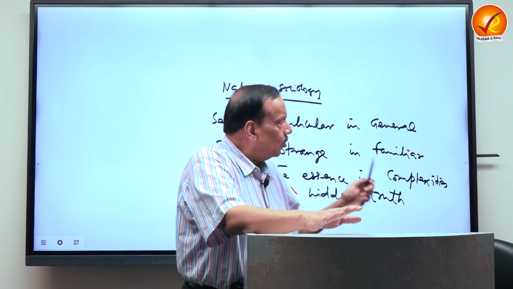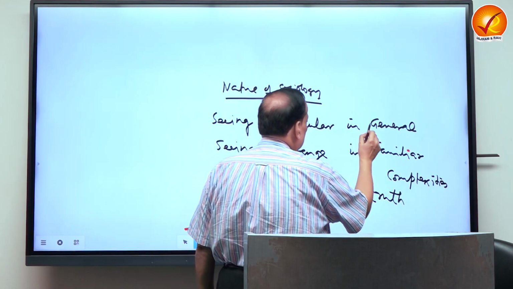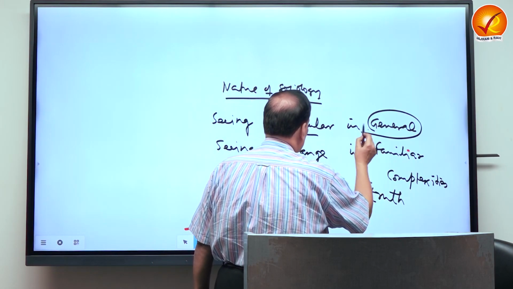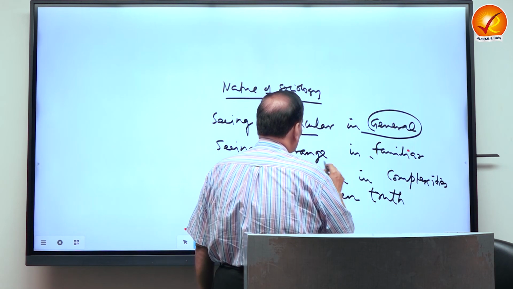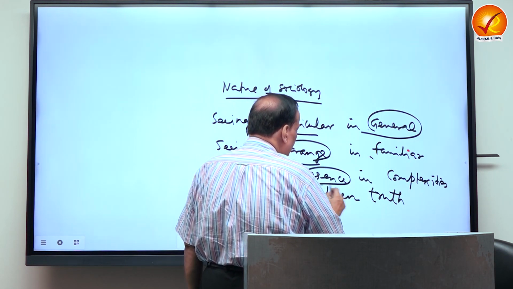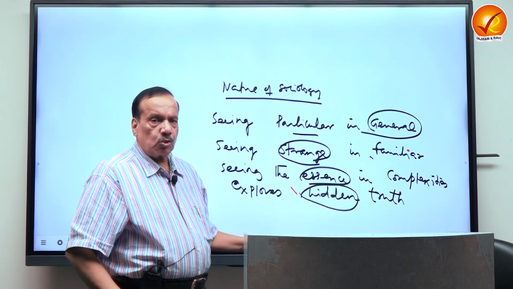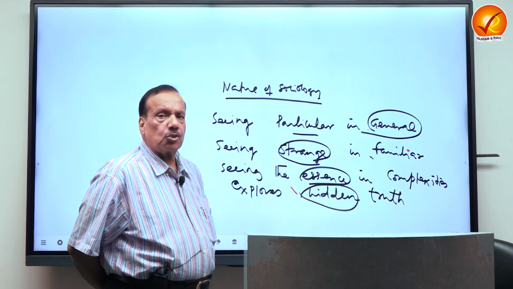So, therefore, look into the beauty of sociology. Sociology finds out general in particular. Sociology finds out strange in familiar. Sociology looks into the essence of complexity, and sociology explores hidden truth. You can add on to it. Therefore, what is nature of sociology?